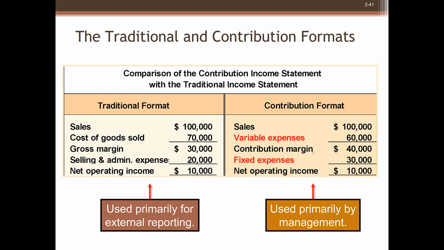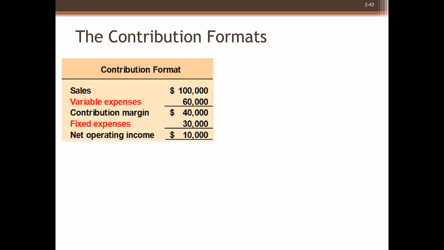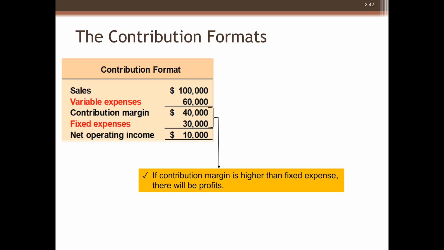Here, contribution margin is the capacity to cover fixed costs from operating the firm. You can see here, for those two different formats, you will get the same net operating income. For the contribution format, if contribution margin is higher than fixed cost, then there will be profit. Net operating income will be positive. If sales increase 20% from $100,000 to $120,000, then variable expenses will increase 20% as well, because the variable expenses increase as the level of activity increases.